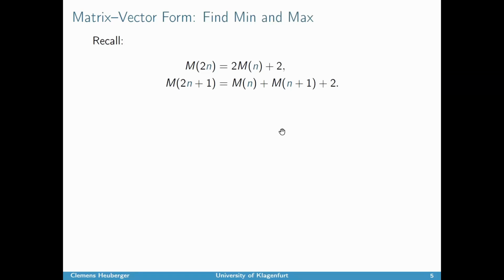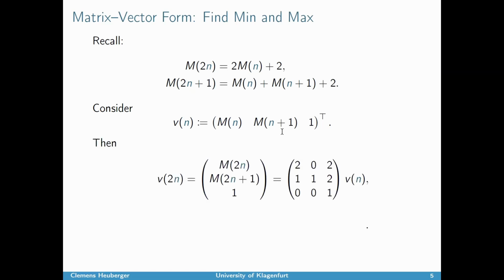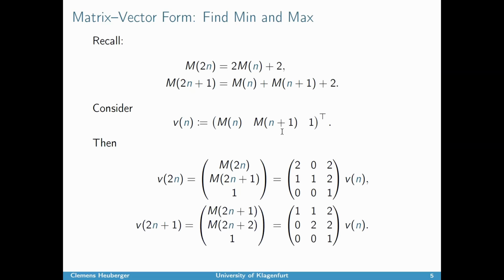I'm switching over to this side, minimum and maximum again. Here are the recurrences. Now I have M of n and then M of n plus 1 and the constant sequence, which means that my vector is now a three-dimensional vector. And v of 2n is M of 2n, M of 2n plus 1 and 1, and I can write it in that form using the recurrence. It works out, and v of 2n plus 1. Now I have M of 2n plus 1 in the first component, M of 2n plus 2 in the second component.